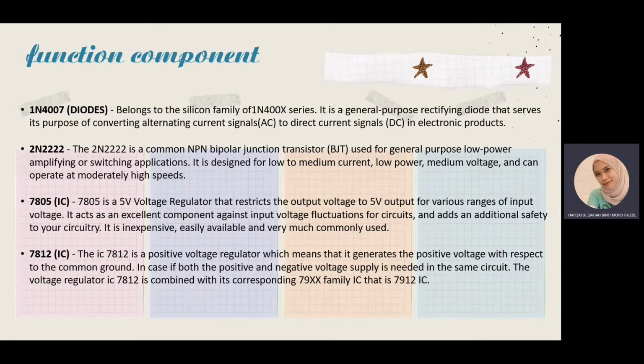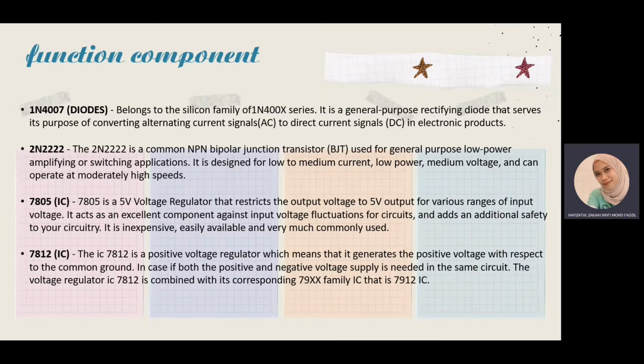IC 7805 is a 5 volt voltage regulator that restricts the output voltage to 5 volts for a various range of input voltage. It acts as an excellent component against input voltage fluctuation for a circuit and adds an additional safety to your circuitry. It is inexpensive, easily available, and very commonly used.